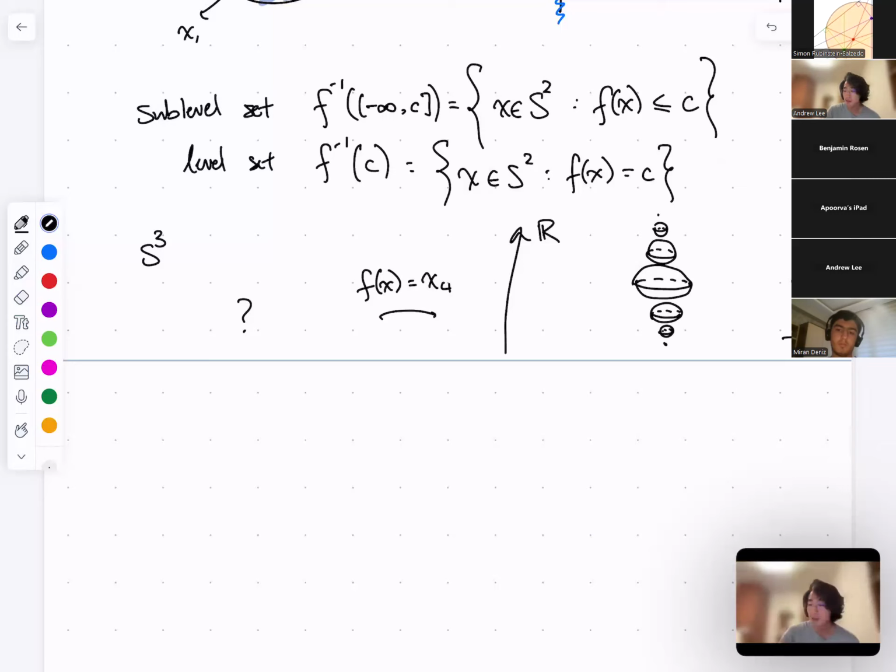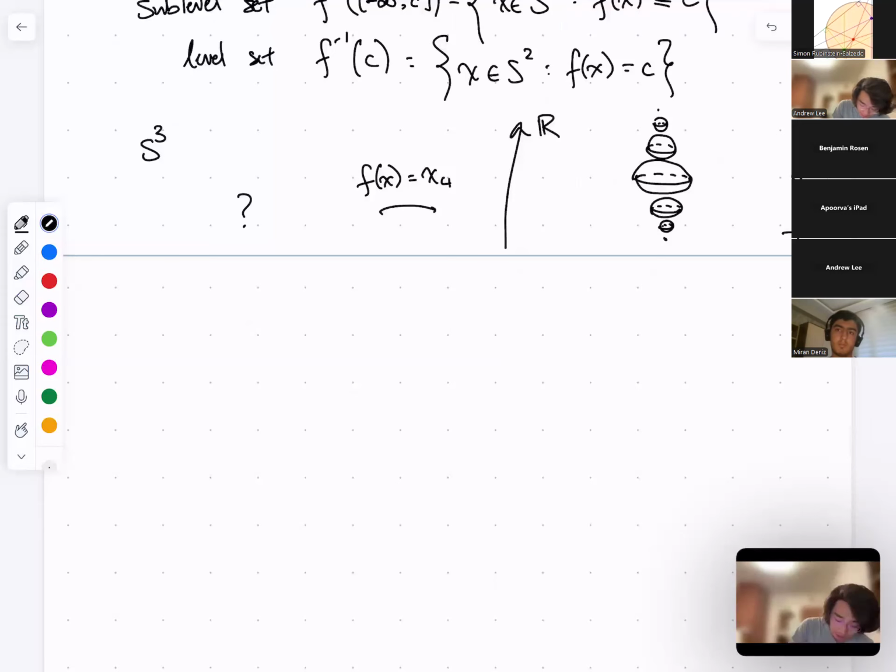But anyways, this process allows us to try to visualize things that are higher dimensional than what we can physically draw. Cool. So this is the first warm-up example. But the real meaty example here is the example of a height function on the torus.